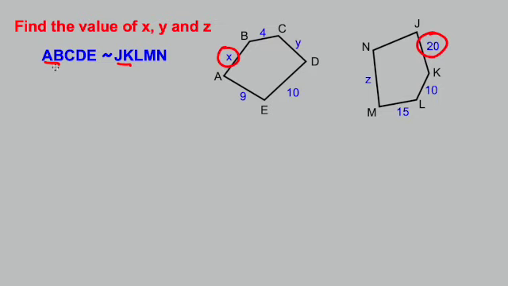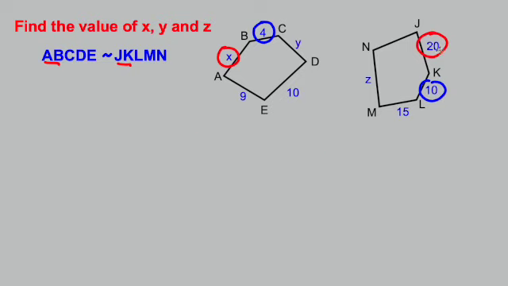The first two letters are AB. Therefore, we're looking at the side of the first two letters here, which is JK. So x and 20 are going to go together. BC would be the next two letters, so that would be 4, and that would correspond to KL, over here. So now we can go ahead and actually solve for this.